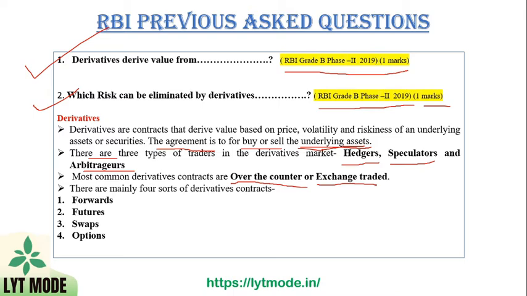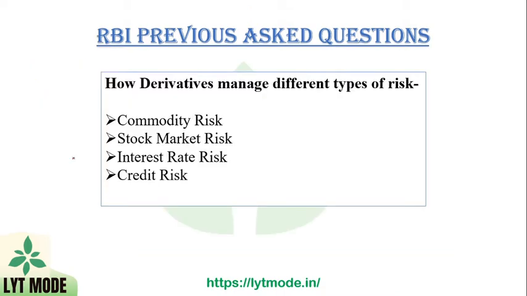Okay, so this is clear: over the counter and exchange traded. And there are mainly four sorts of derivative contracts: forwards, futures, swaps, and options. We will talk about them, but first I would like to tell you about some different risks. What are the different types of risk which derivatives manage, and how do derivatives manage them? We will know a little about it. So what are the different risks? They are commodity risk, stock market risk, interest rate risk, and the fourth one is credit risk.